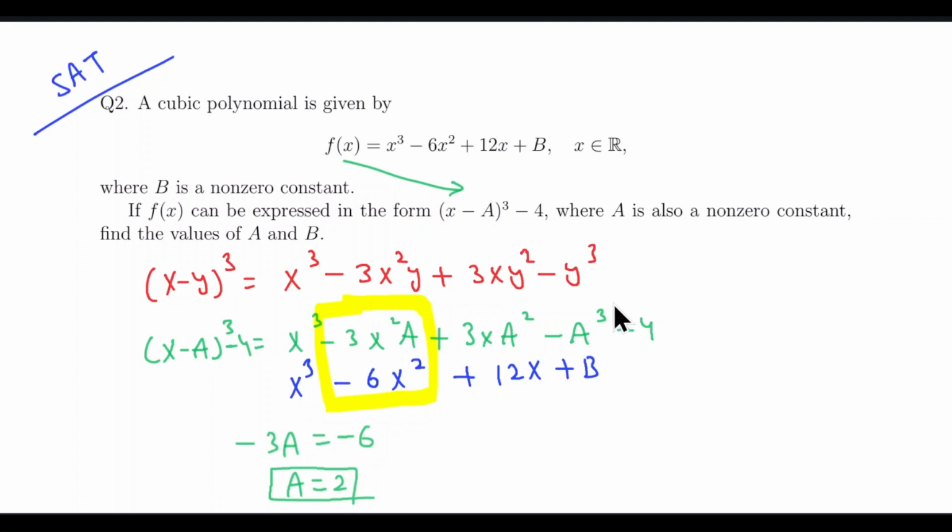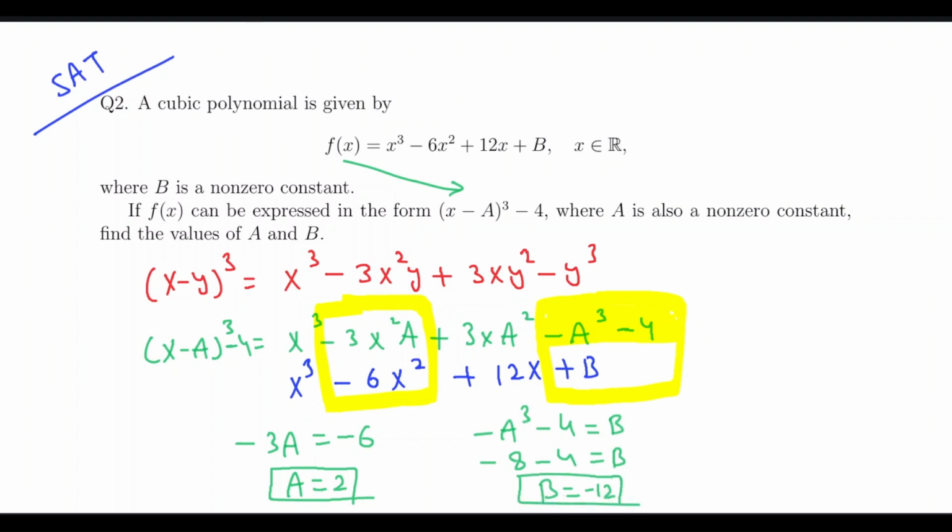And likewise, look at this b. You can compare, but it doesn't make any sense to compare this because we already got a. So let's compare the constant, and make sure that you capture this entire thing, because this entire thing is behaving like a constant. So these two should also be equal: negative a cube minus 4 should be equal to b. A cube, 2 cube is 8, 8 minus 4 is negative 12, so b will be negative 12. So this should be the value of a and b.